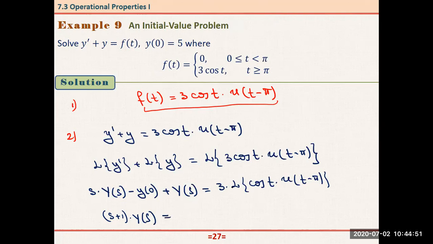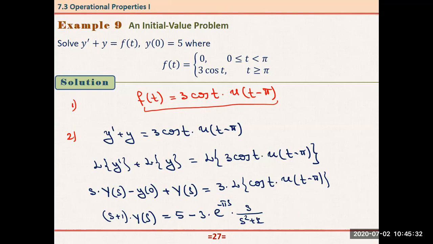Let me just take this to the right-hand side. It is 5 plus 3 times, what is the Laplace transform of this thing? If you remember, we have minus in front, so I will put minus here. Minus e to the power minus pi s, times the Laplace transform of cosine of t, which is s over s squared plus 1. That is what we have on the right-hand side.